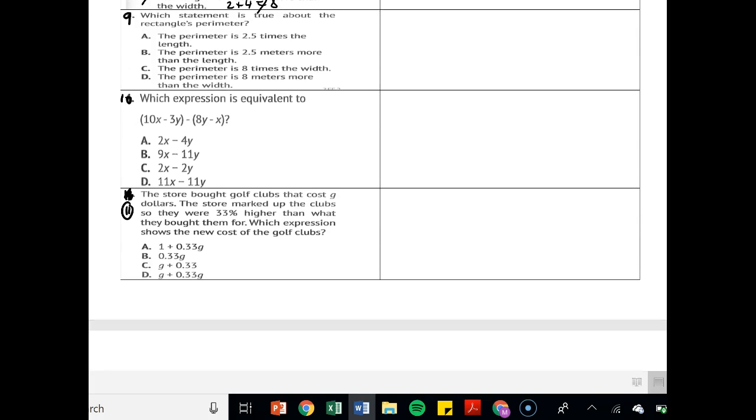On number 10, before you combine like terms, don't forget to distribute the negative. It's like you're multiplying everything by a negative 1 before you look for like terms. And number 11, I'm going to leave to you. That's it.